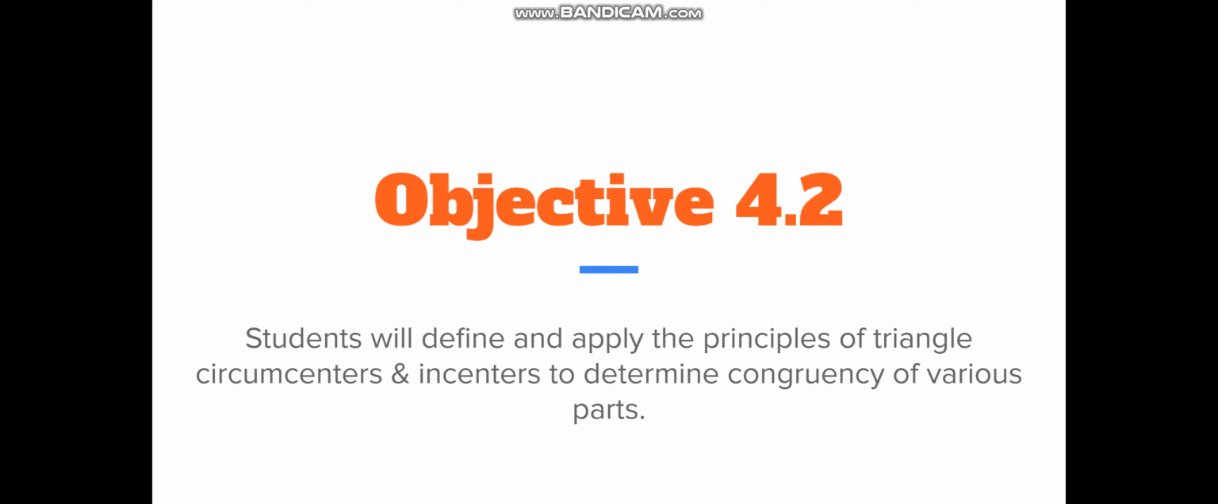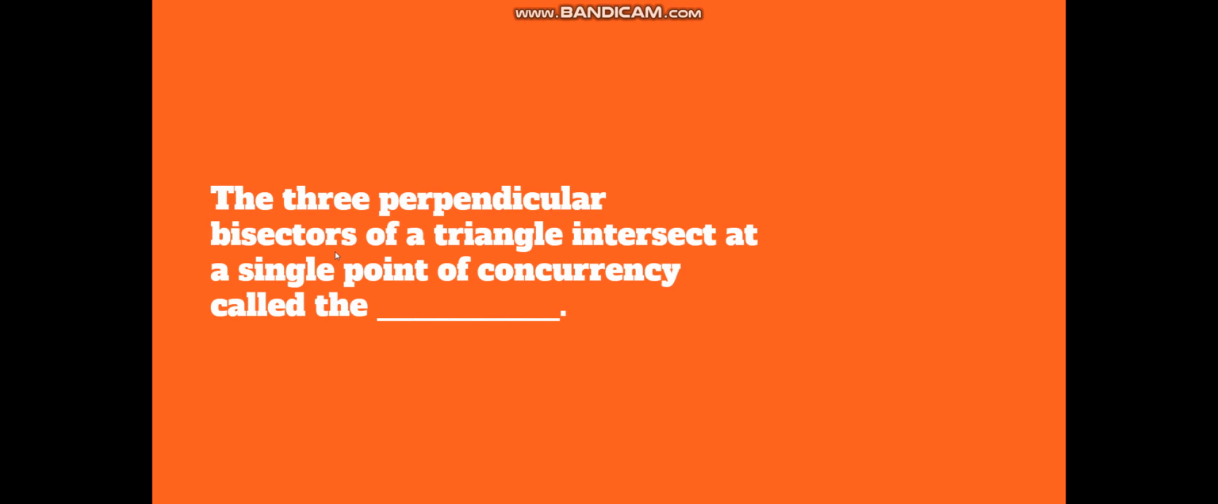It starts out 4-2, points of concurrency, perpendicular bisectors, and the circumcenter. We are talking about circumcenters and incenters, and how they help us determine congruency of various parts of the triangle based on their definitions. So let's get started. That first bullet point, we're talking about how many perpendicular bisectors can you have in one triangle.